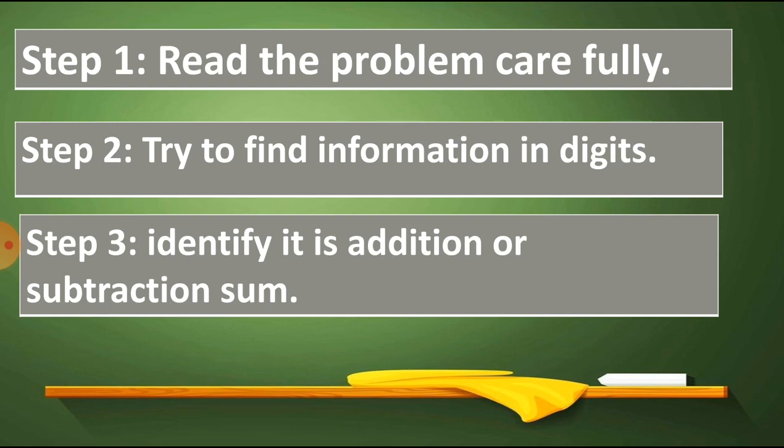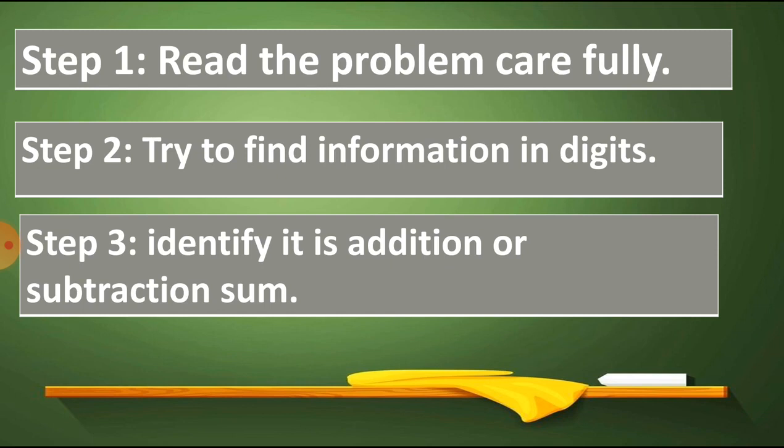What is the second step now? The second step is try to find information in the digits. It means try to find some digits in the sum. Step number 3 is identify whether it is an addition sum or subtraction sum. Which operation do we have to follow in this sum? Addition or subtraction. After identifying that, just go and solve this sum. This way we can solve these types of application in real life sums.